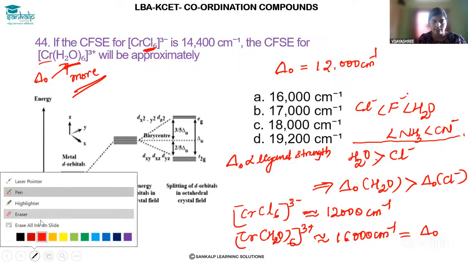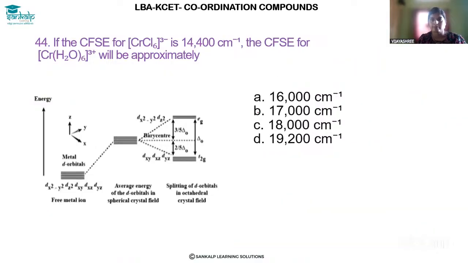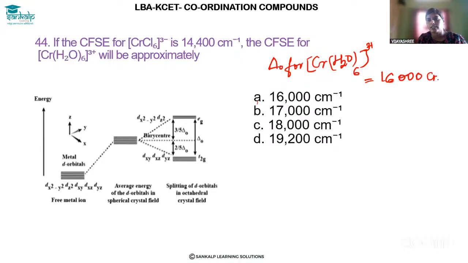I am going to erase this. Delta naught for Cr(H2O)6 3+ is equal to 16,000 per centimeter. So experimentally delta naught is greater than for the CrCl6 3- complex. Now, what is the formula for CFSE?